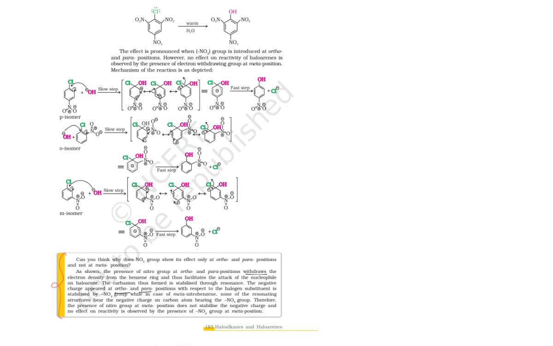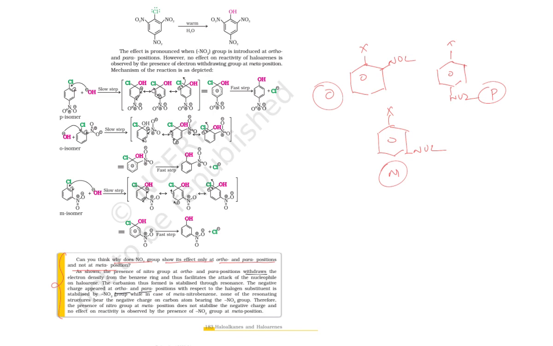There is one more question, and if I solve it, we will complete this video. Can you think why the NO2 group shows its effect only at ortho and para positions, not at the meta position? Look here, the X is bonded, here there is NO2, here there is NO2, then here there is NO2. So NO2 here is ortho position, here para position, here meta position. Only if NO2 is on the ortho and para position does it make nucleophilic substitution reaction easier. But in case of meta position, it will not affect it and will not lead to nucleophilic substitution reaction. Why? This is the question.